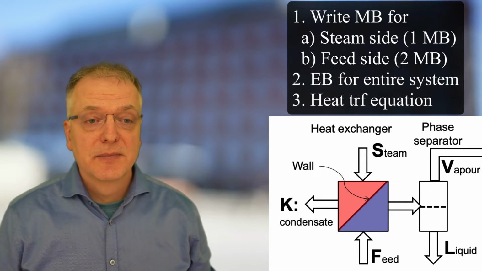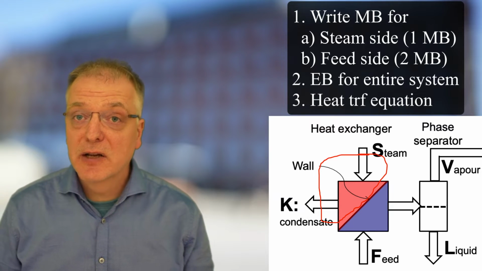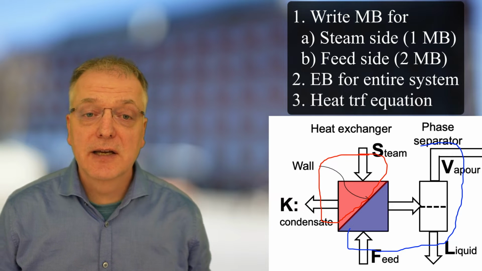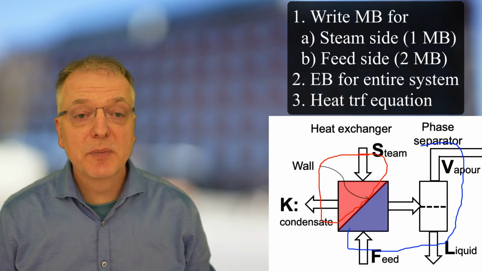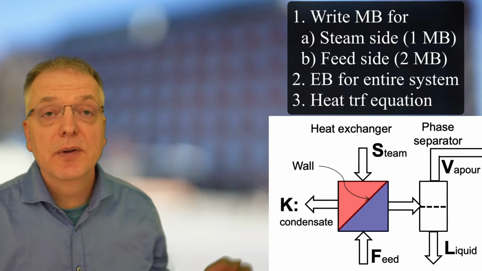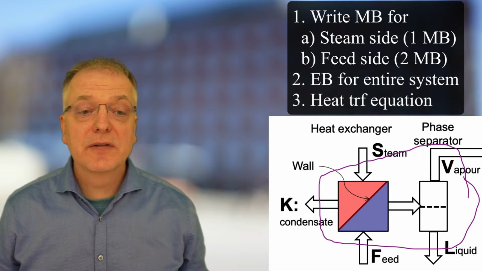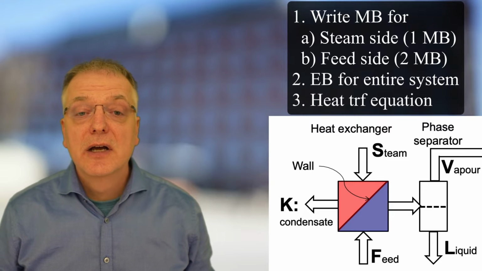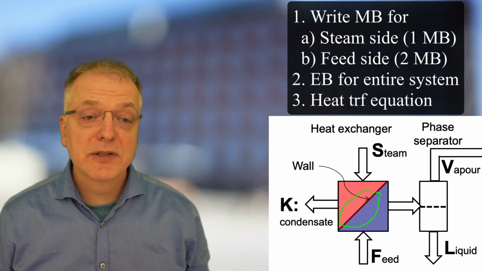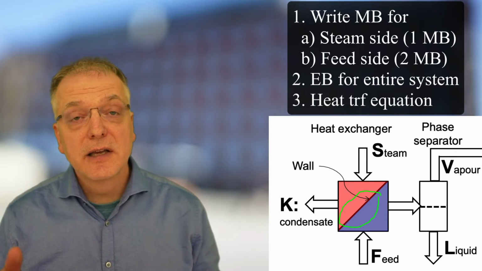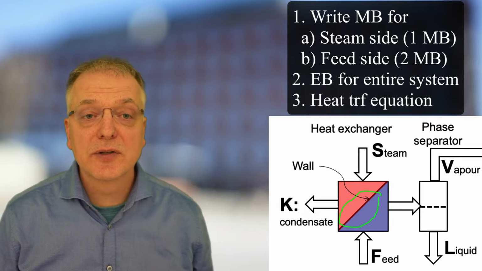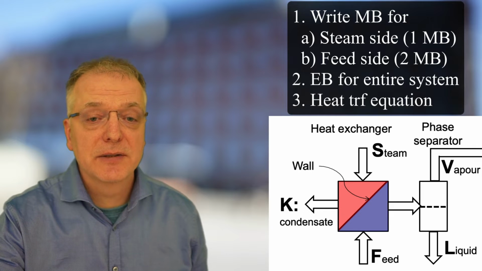Step 1. Write mass balances. A. Steam side of heat exchanger, that will be 1 mass balance. B. Feed side of heat exchanger, that will be 2 mass balances. Step 2. Write the energy balance for the entire system, excluding the condenser. And step 3. Write down the heat transfer equation for the heat exchanger, that is, the heat being transferred across the wall that divides the heat exchanger into 2 parts. That's also a kind of energy balance.